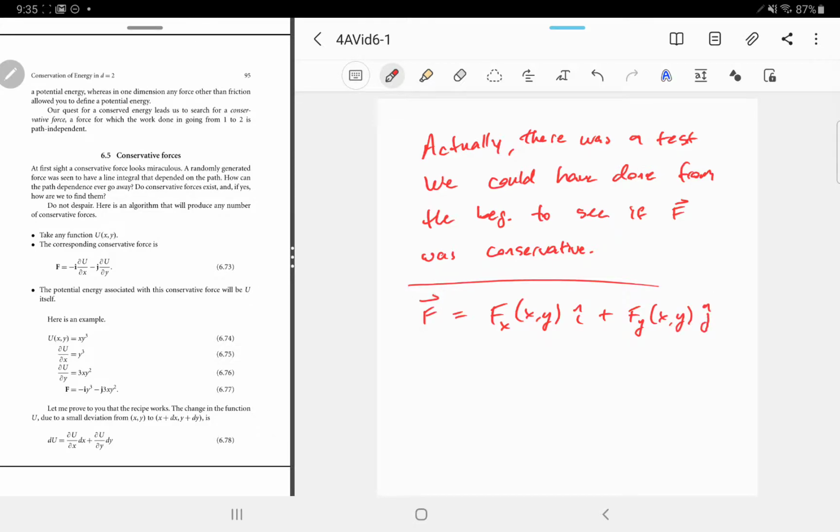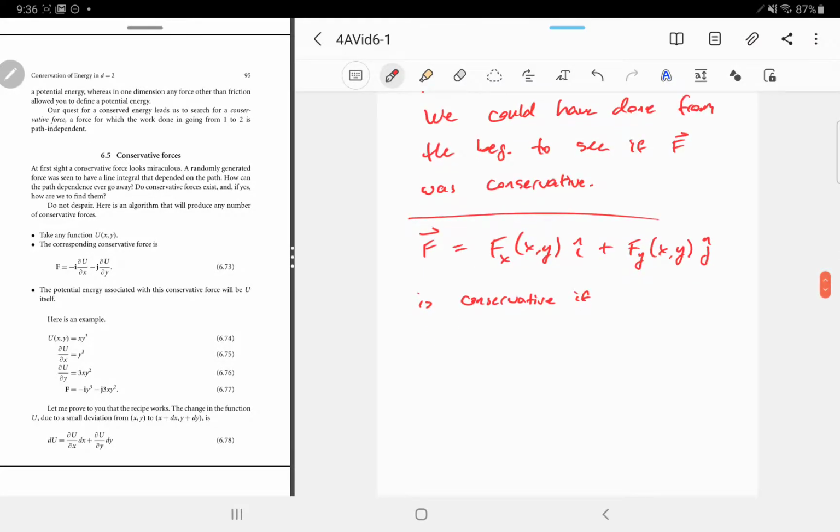So the force is conservative if the derivative of the X component with respect to Y is equal to the derivative of the Y component with respect to X.